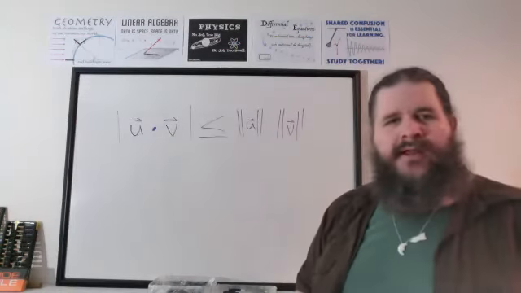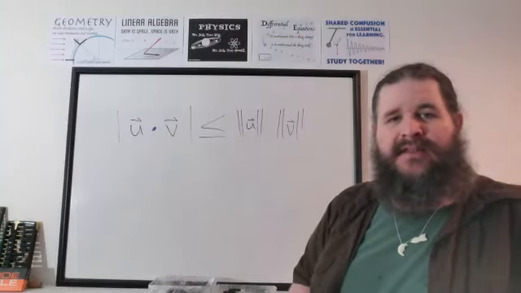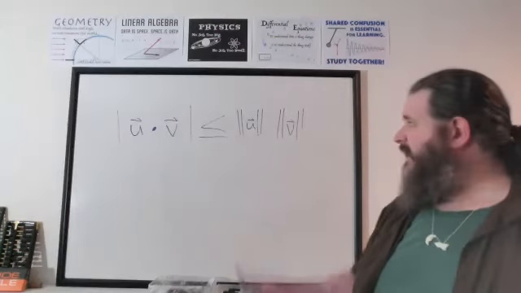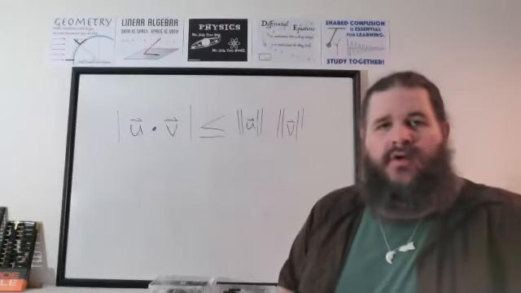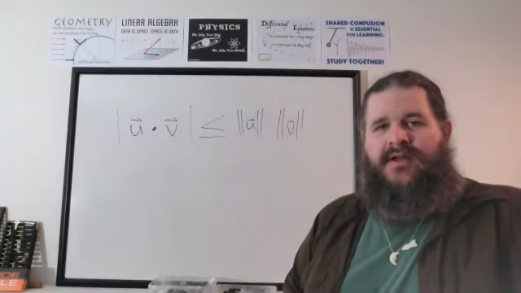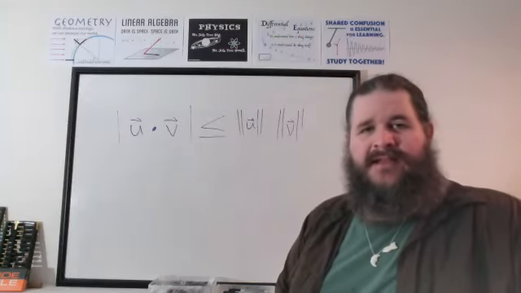So this is basically putting restrictions on how big a dot product can be. The dot product can be as big as magnitude times magnitude, or it could be smaller than magnitude times magnitude, but it can't be bigger than magnitude times magnitude.